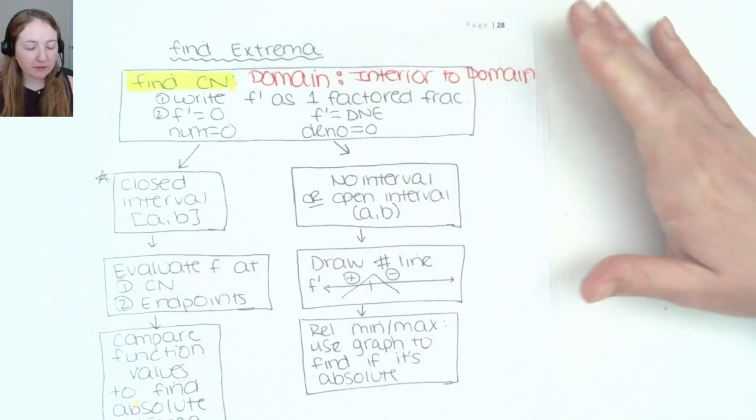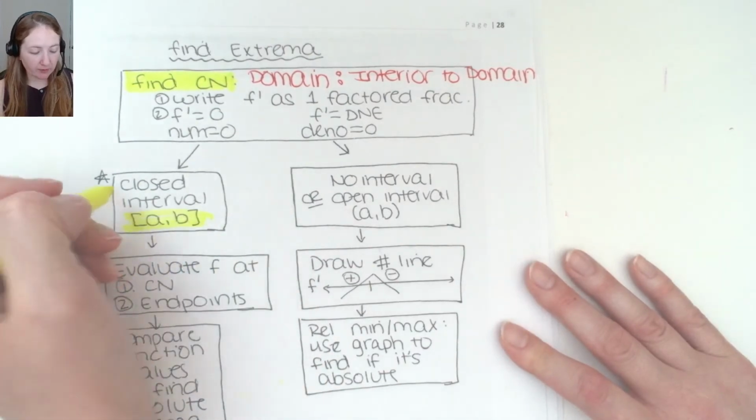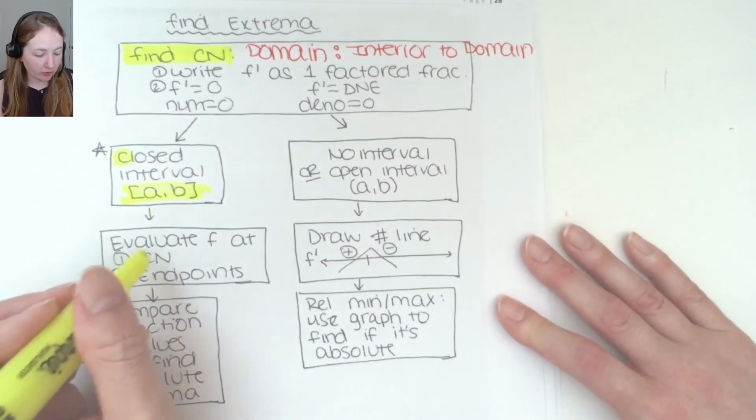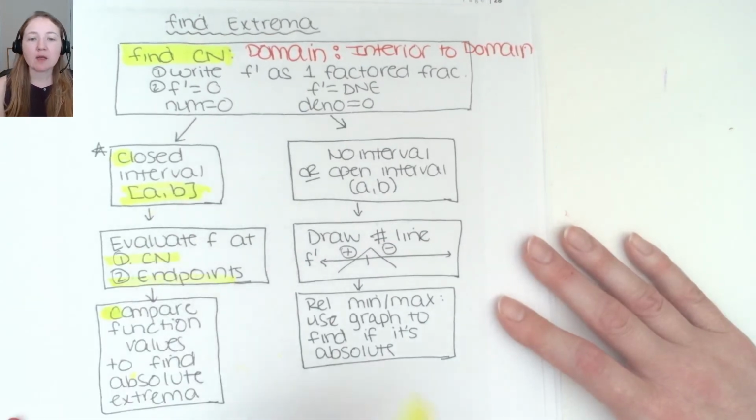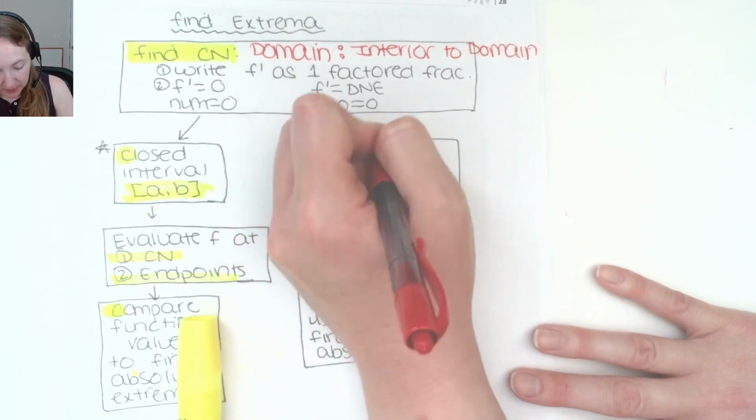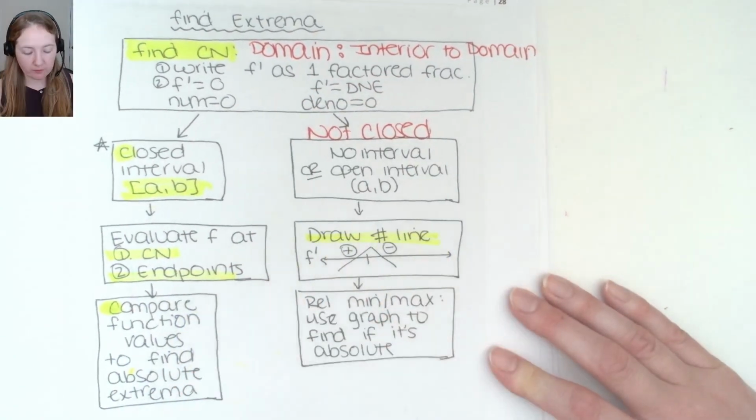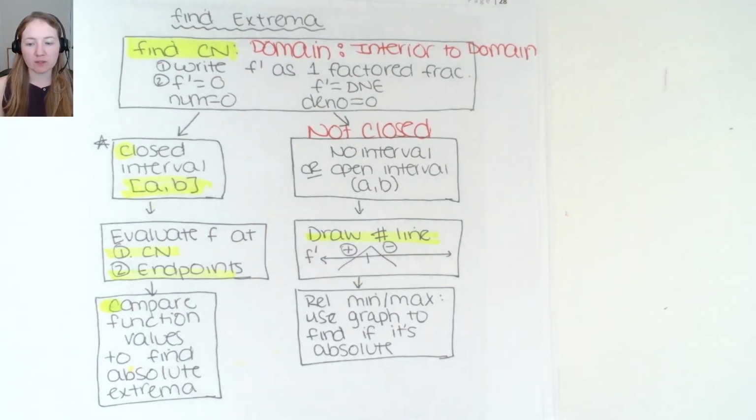Now, once you find your critical numbers, if it's a closed interval, then you are going to compare those function values at critical numbers and endpoints. Meanwhile, if there's no interval, basically if it's not a closed interval, then that is where we need to draw our derivative number line and identify the relative min and max.